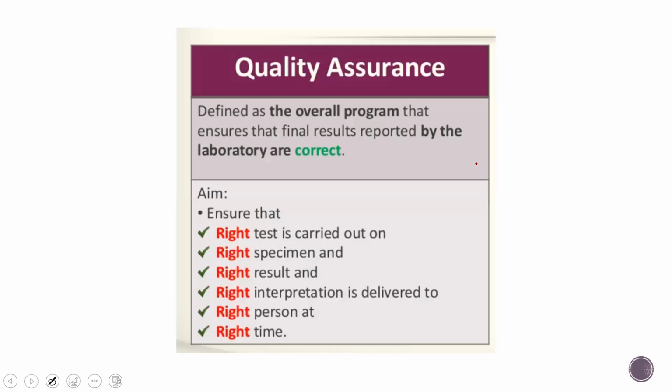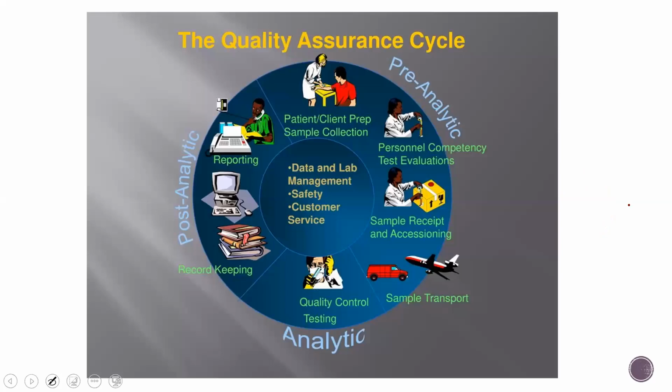So, quality control, ito yung mga aims ng quality control natin. To ensure that the right test is carried out on right specimen and right result and right interpretation is delivered to the right person at the right time. So, puro dapat tama. Puro dapat correct. Kasi nga, we deal with accuracy. Hitting the target. So, this is your quality assurance cycle. It involves your pre-analytic, analytic, and post-analytic.